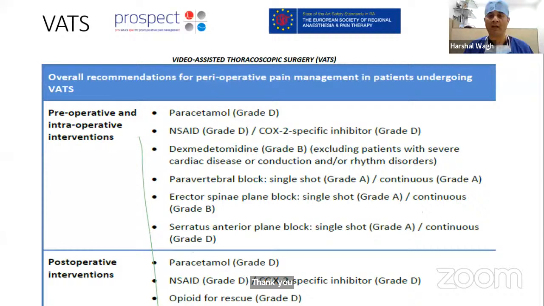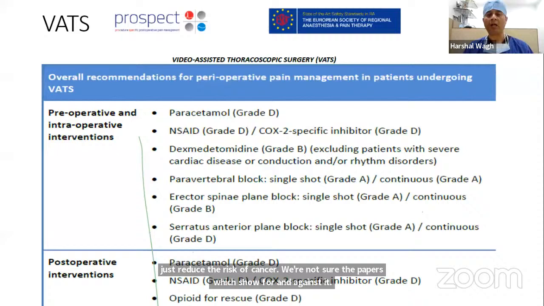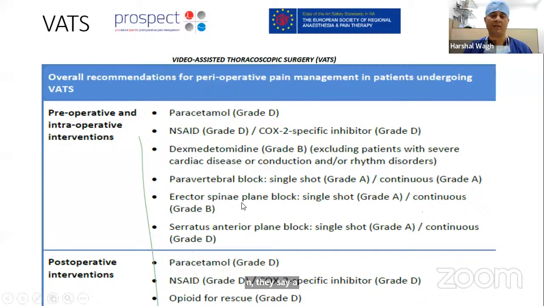What does PROSPECT say about video-assisted thoracoscopic surgery? Again, they say paravertebral block is great, and they probably recommend it more than anybody else. Erector spinae plane block you can do. Serratus plane block is good. That's what they say from the VATS surgery point of view.